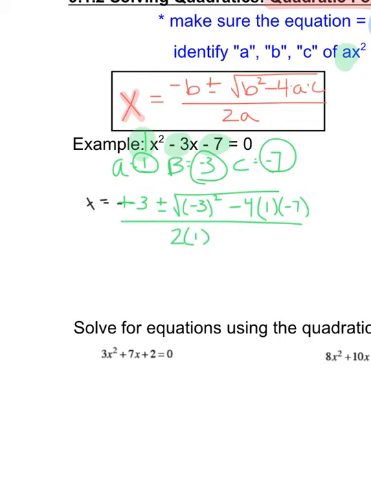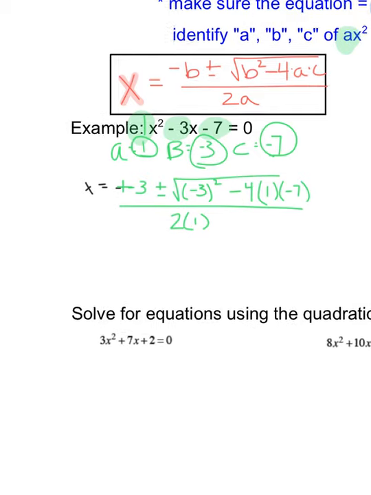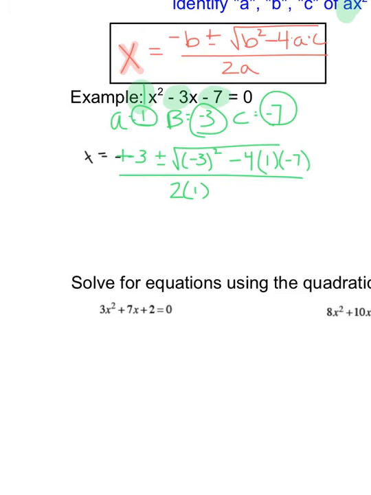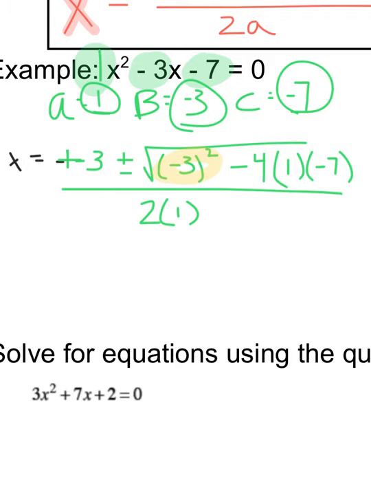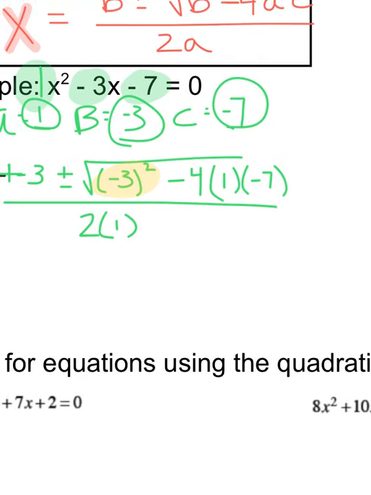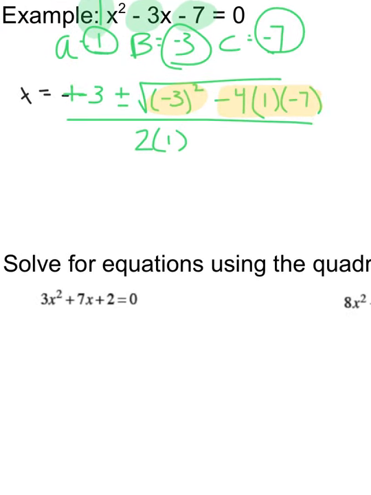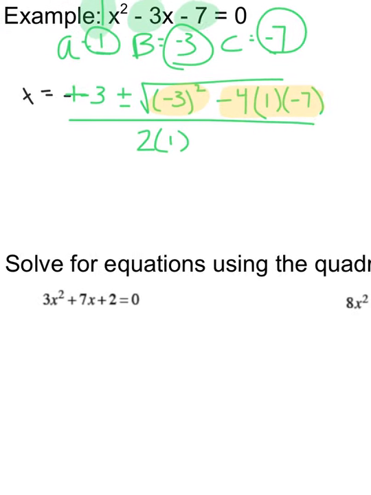If you can plug in the numbers to the formula, that's a great start. The rest of what we need to do is a calculation. We're going to start with the numbers underneath the square root. So we're going to start here: the 3 squared and the minus 4 times 1 times 7. We're going to rewrite what we had in our quadratic formula.